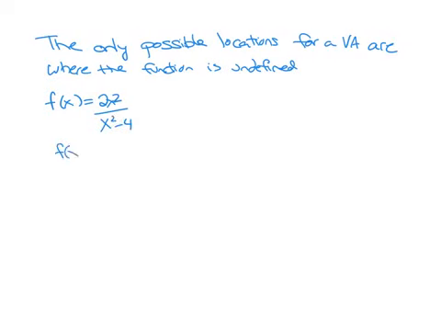So f of x is undefined when the denominator is equal to 0. So when x squared minus 4 equals 0, in other words, when x squared equals 4, or x equals plus or minus 2. Now, that doesn't mean that there's necessarily a vertical asymptote at both of those locations or at either of those locations. It just means that those are the only possible places where there could be a vertical asymptote.